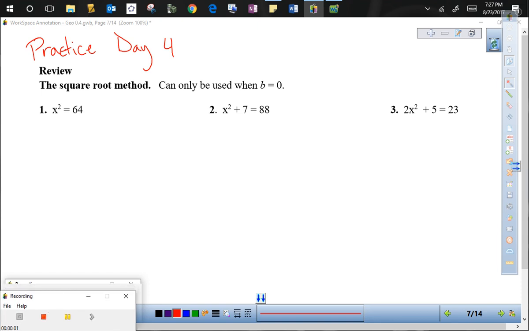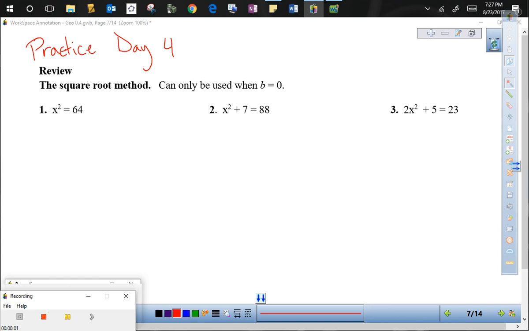This video is going to cover practice day 4 for chapter 0 of geometry. Okay, if you notice on your practice sheet, the first 4 problems are review from last time. Okay, it's solving quadratics using the square root method and the quadratic formula. So we're not going to spend a lot of time on these. I hope that it comes back from last time.